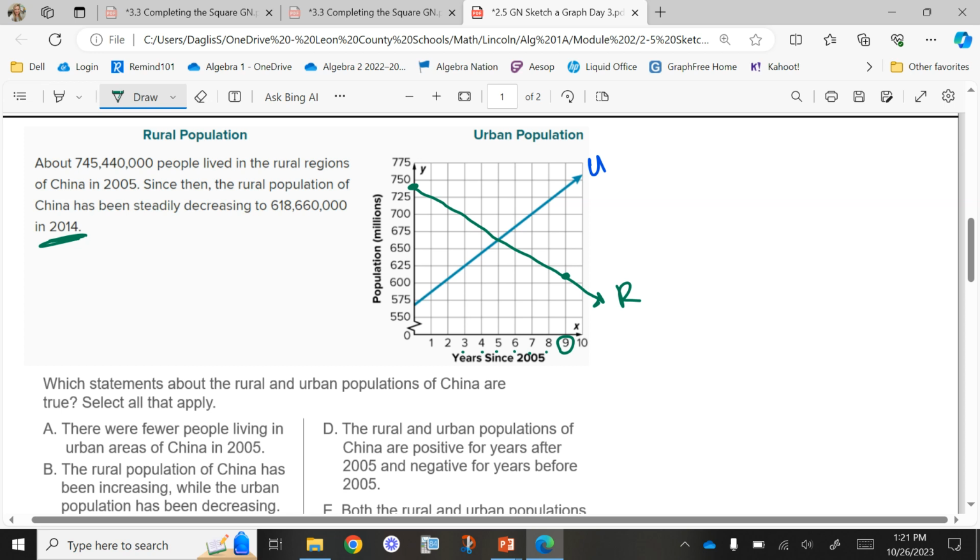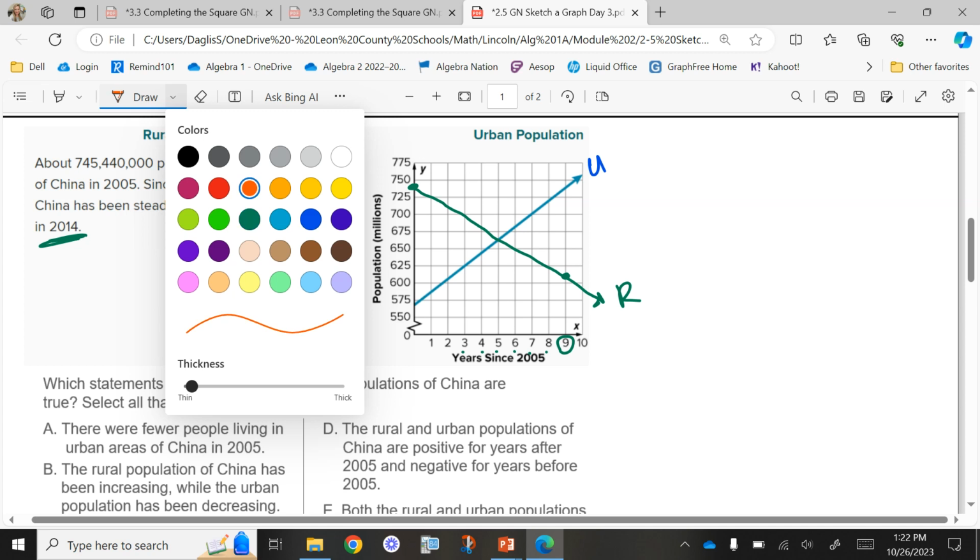All right, which statements are true about the populations of China? Okay, so we're going to select all that apply. So there might be more than one answer. Do you have a question? Okay. All right, so let's read the first one. There were fewer people living in urban areas of China in 2005.